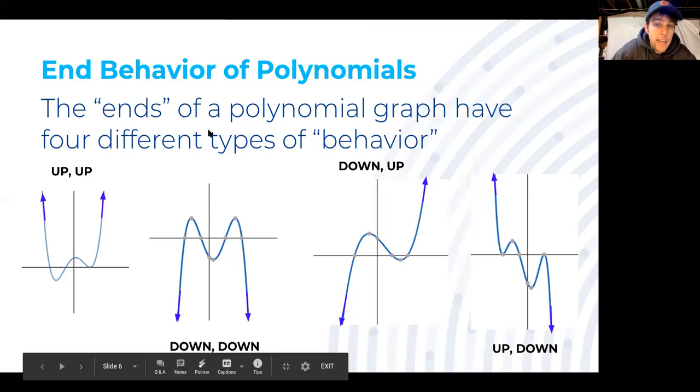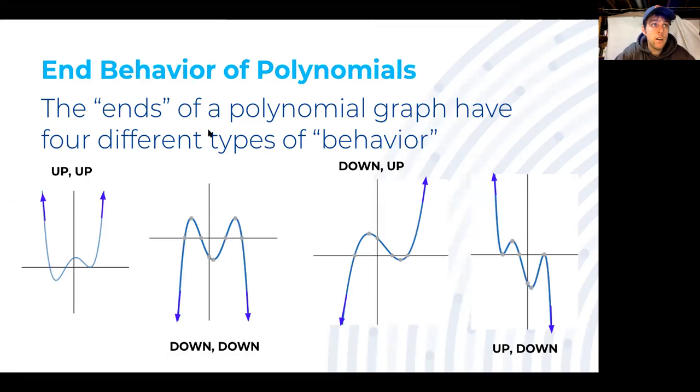So the end behavior of polynomials. What's happening on the ends? Are both ends going up? Are both ends going down? Is one going down and one going up? Those are all of the different options for the end behavior.